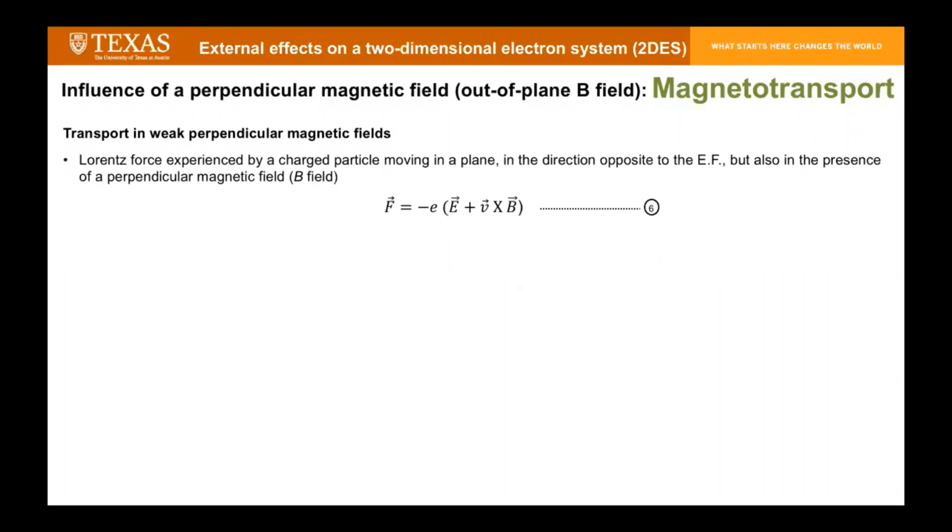So if you have a 2D system, you've applied an electric field in the system, and you apply an out-of-plane magnetic field, then the electron experiences a force called the Lorentz force, and it's perpendicular to both the electric field and the magnetic field. So I think this is called Fleming's left-hand rule, where you can find out the force that acts on a charged particle. So if you have electric field in this direction and B field in this direction, then the electrons essentially experience a force in a direction which is perpendicular to both of these. Can you see my hand?